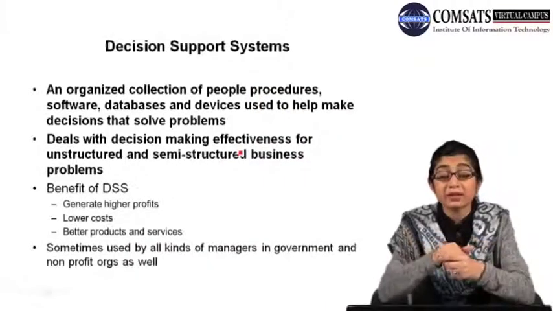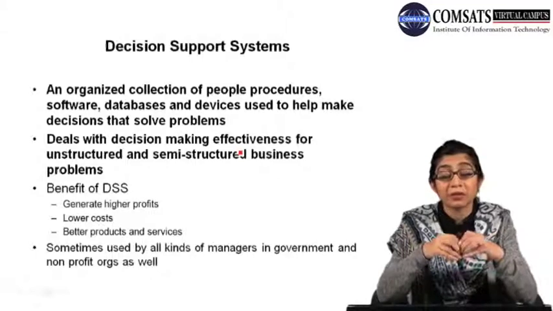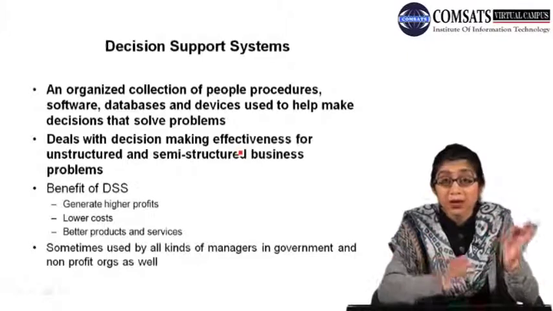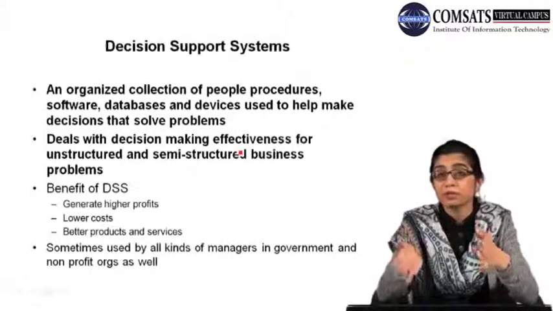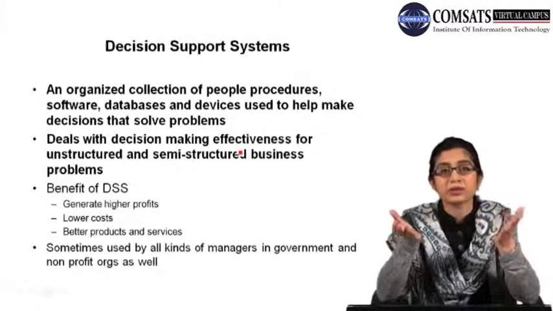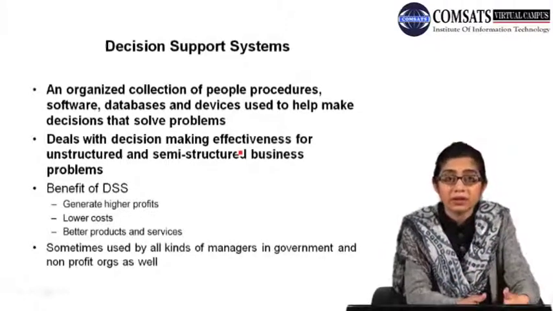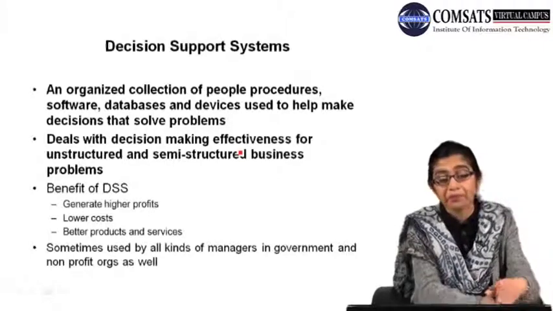It is mentioned here, a decision support system क्या चीज़ है? It's an organized collection of people, procedures, software, databases, devices that are used to help the decision makers make decisions that solve problems. So you're not just making a decision for the sake of a decision, but you are doing that because you have to achieve a certain organizational goal and you need to solve a certain problem.